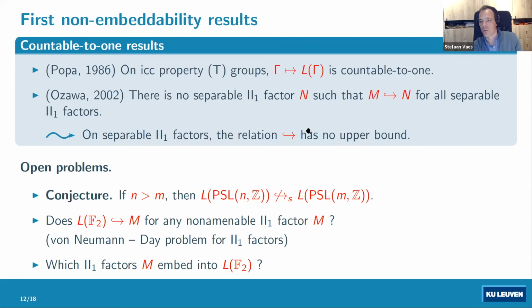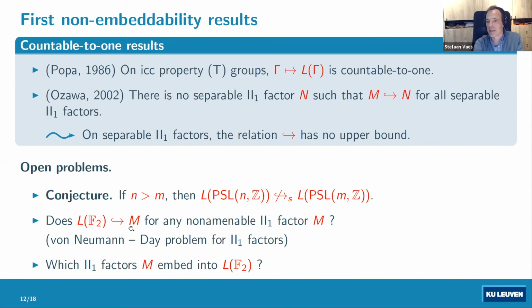Anyway, here again, open problems on embeddability. If n is larger than m, it's conjectured that there is no room for PSL_n(Z) in PSL_m(Z) on the II_1 factor level, although we really have no clue how to prove this.